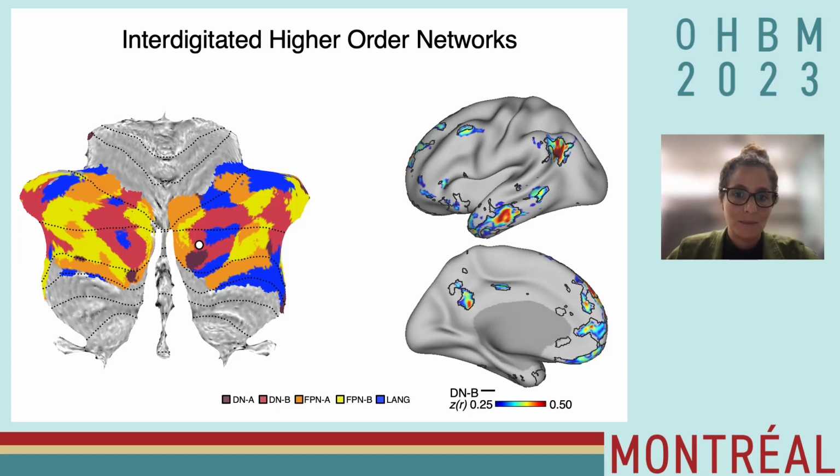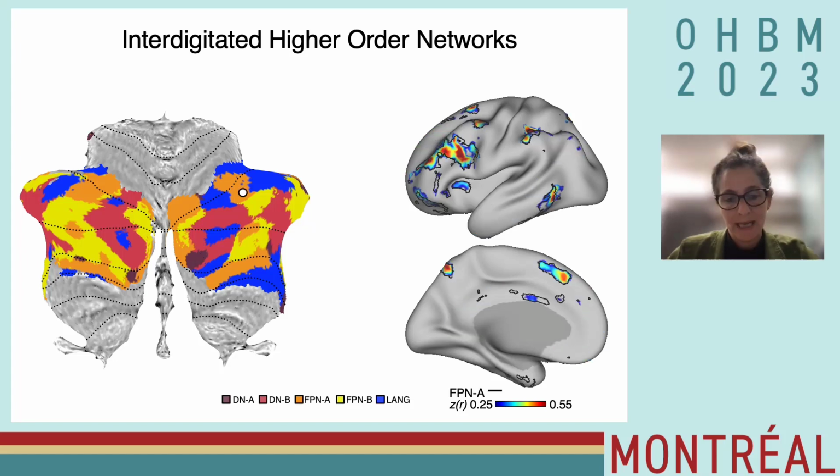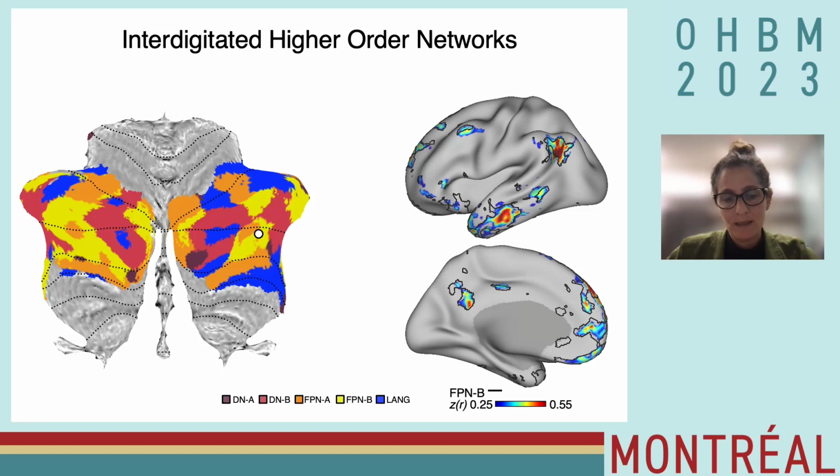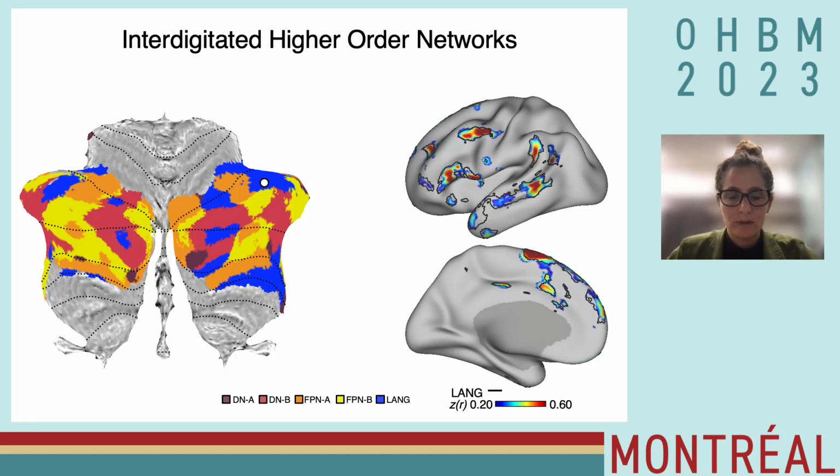Here is also for DNB, for FPNA, FPNB, and for the language network. We also saw high specificity evident for the multiple representation of the same network. For example, here another language region.